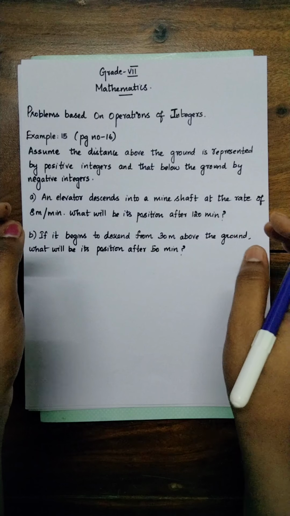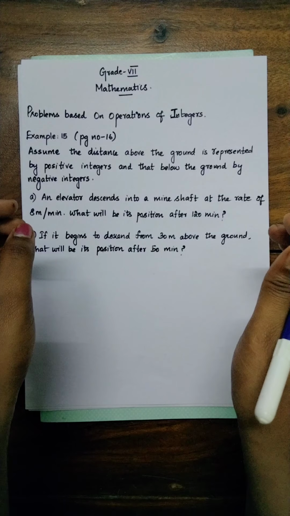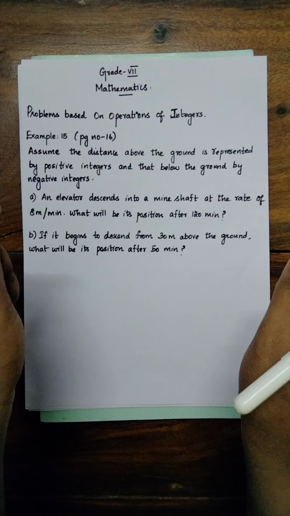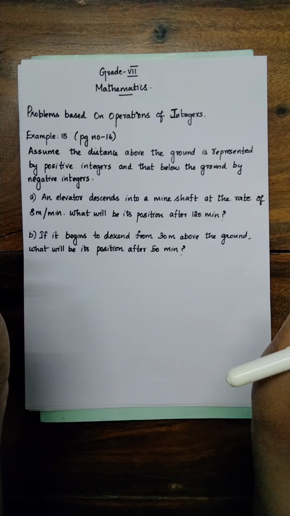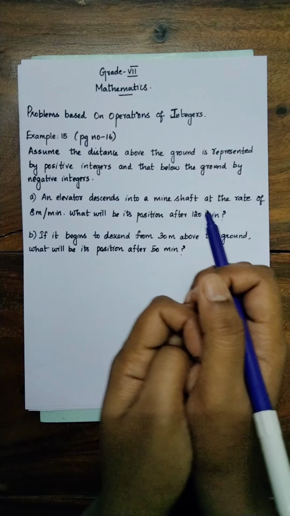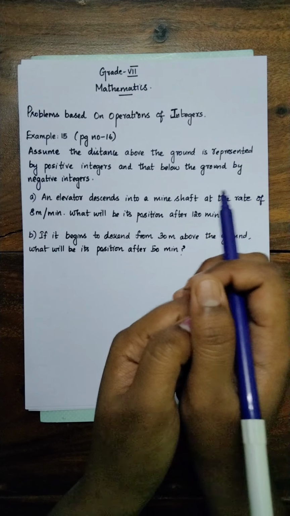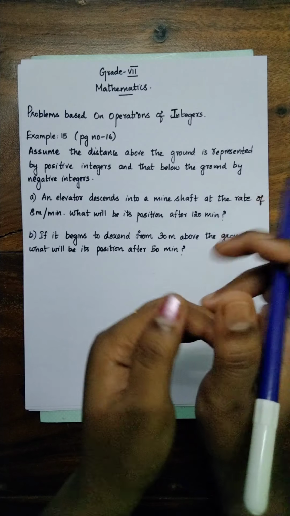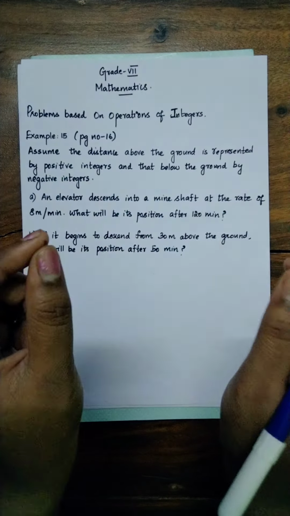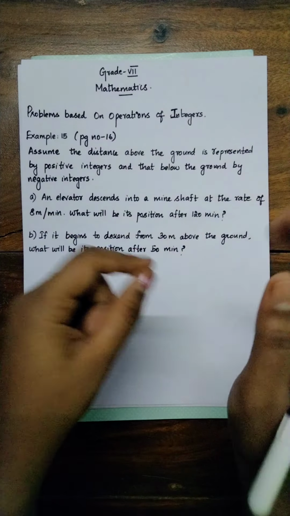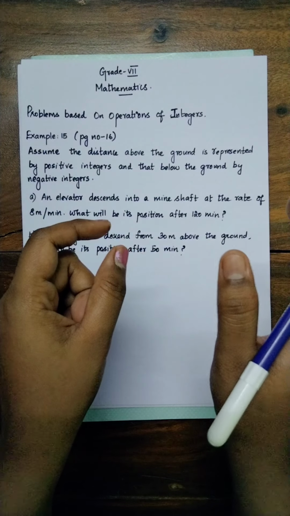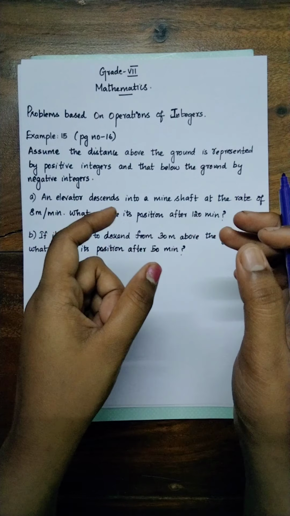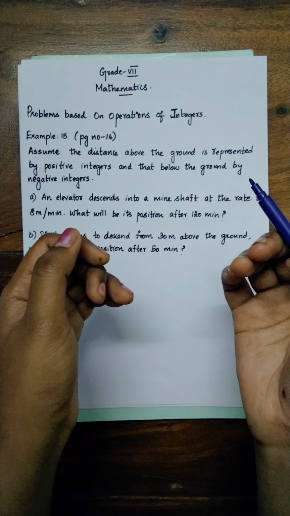Okay, now take page number 16, example 15. Our question is, assume the distance above the ground is represented by positive integers and that below the ground by negative integers. First, they have given one hint: the distance above the ground we can represent by positive integers and below the ground by negative integers. Okay, that is the question.